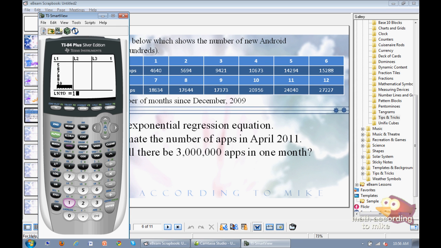Since this is pure calculator, make sure that what you've typed in is correct. I can't see if you did anything wrong. And then your Y values, so 4640, go into L2. 5694, 9421, so on and so forth. So again, after they are all typed in, go through each and every one to make sure they're perfect.